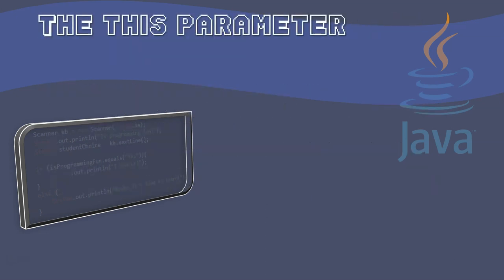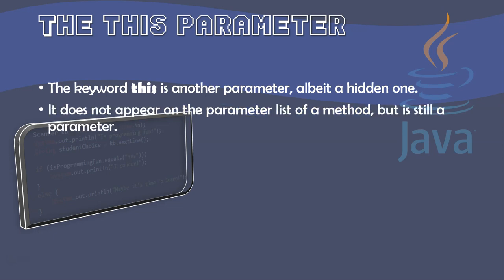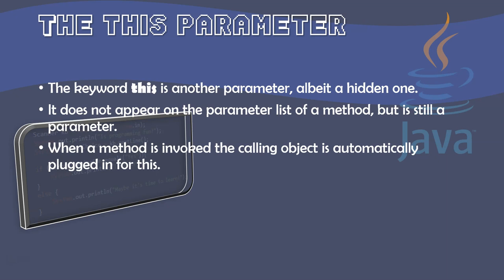So let's talk about what the role of the this parameter is. The keyword this is actually another hidden parameter, hidden because we don't normally see it. It does not appear on the parameter list of a method, but it is still technically a parameter. When a method is invoked, the calling object is automatically plugged in for the this parameter.